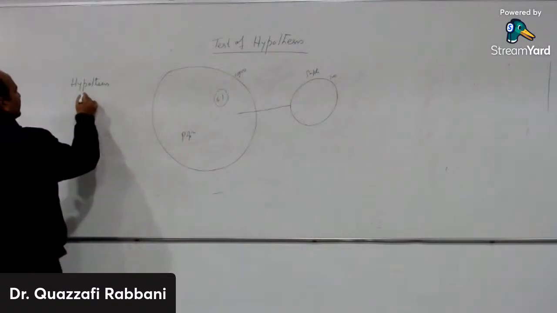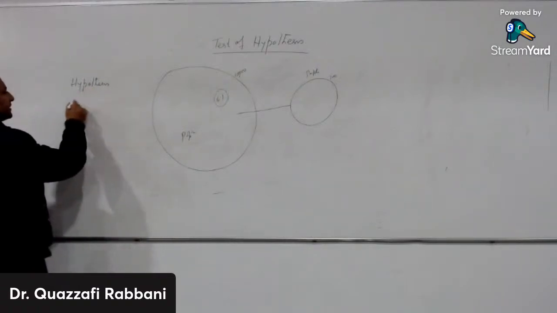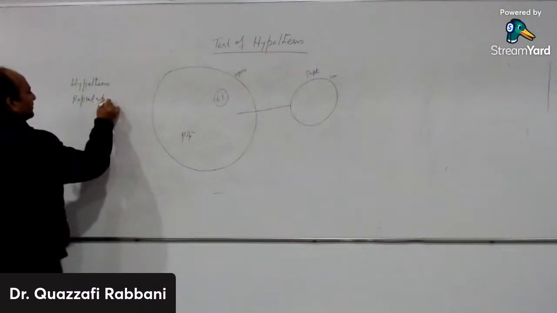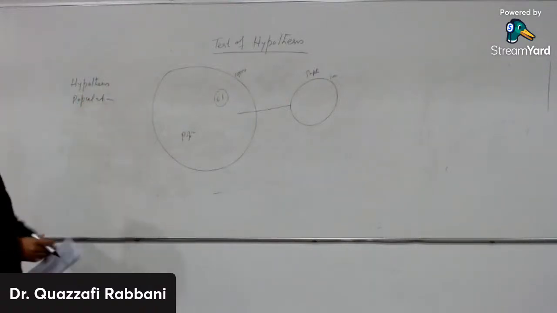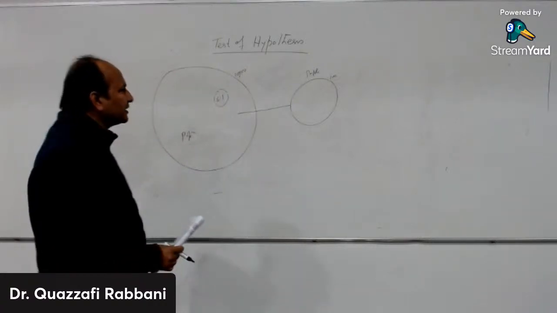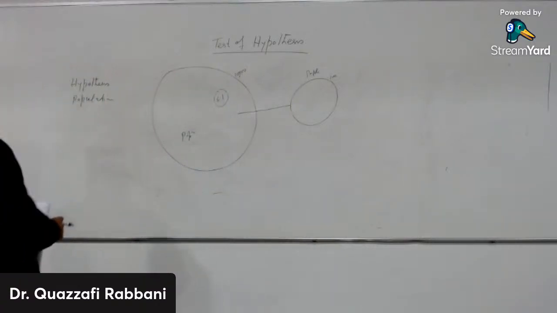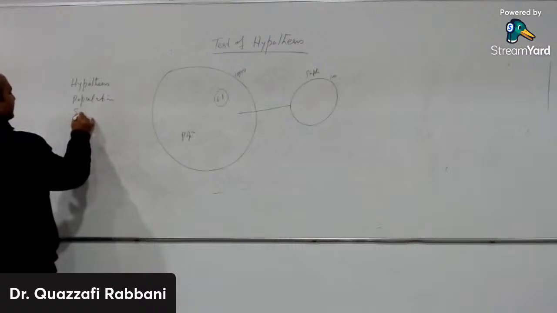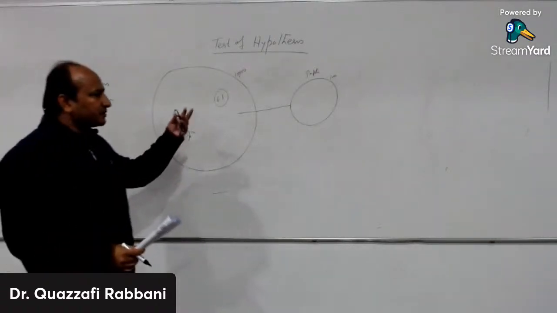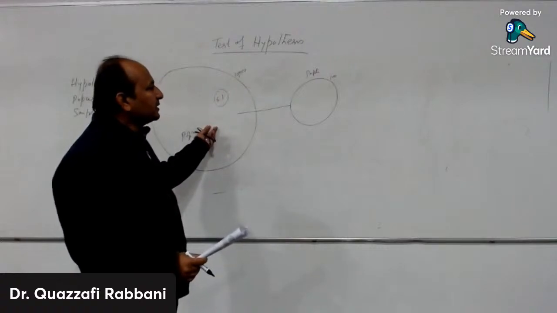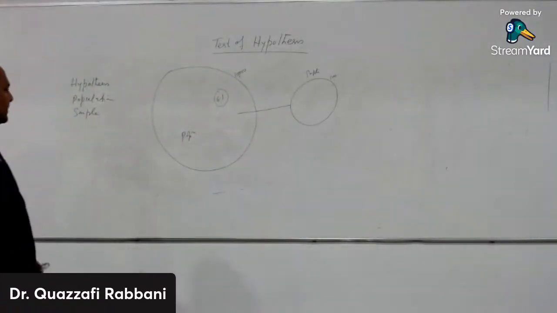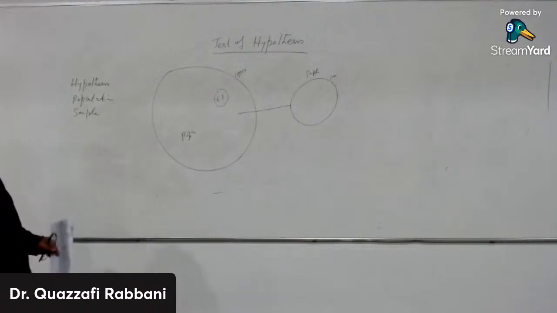Next, this hypothesis is about the population. Population is the collection of the entire units which are under study. And this is the sample, a subset of the population. It's a small part of the population taken for study. So this is the sample.